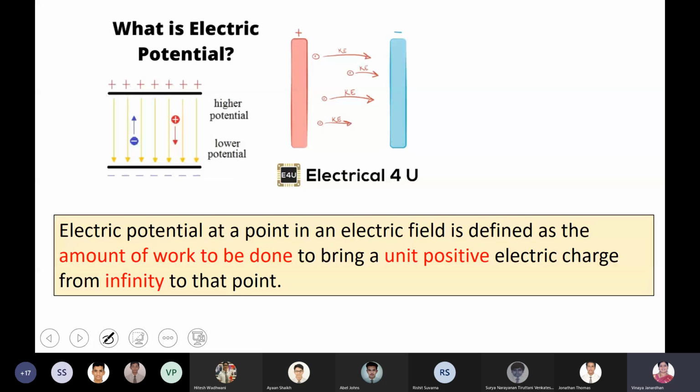Right, boys. Electric potential, boys. You have to be very, very specific because the potential is different at different points. Are you clear? The potential is different at different points. There is a reason you are specifying at a point. So the electric potential at a point in an electric field is defined as the amount of work to be done in bringing what, boys? In bringing a unit positive electric charge from where? From infinity to that point.